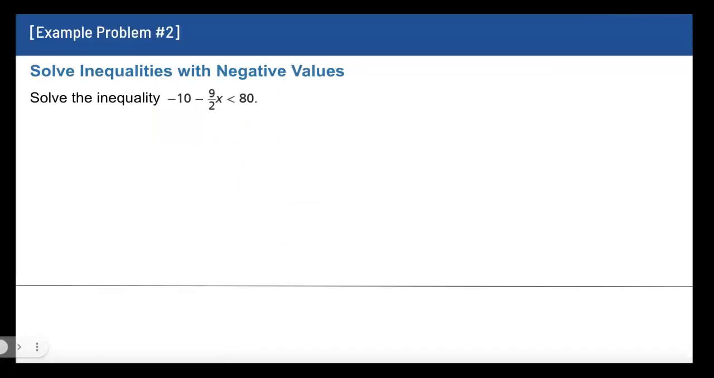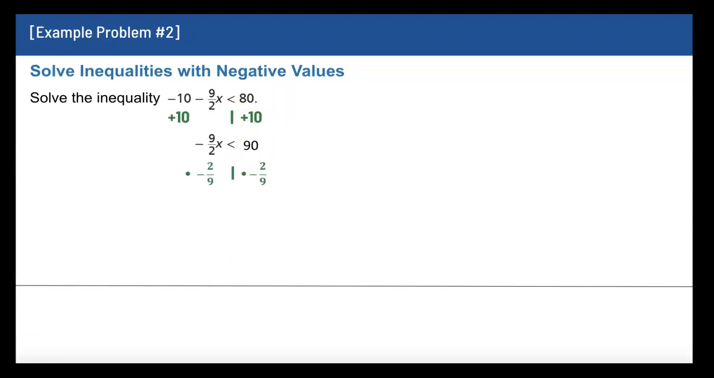Example 2, solving inequalities with negative values. We can see here that we have a negative 10 and negative 9 halves. So let's go ahead and get started. First thing we want to do is add 10 to both sides. This is because we have a negative 10 and we need to get rid of it. When we do that, we end up with negative 9 halves x is less than 90 because 80 plus 10 is 90. Now we multiply by the reciprocal.